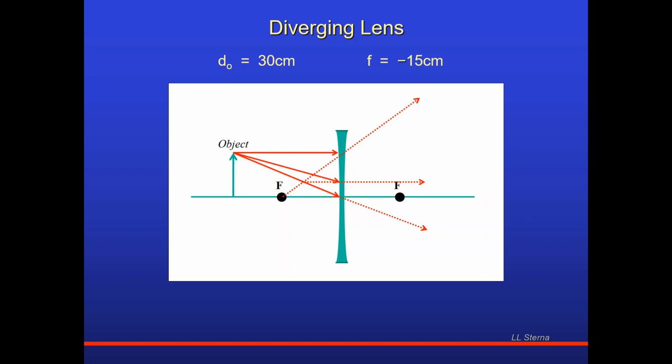Now, notice we did not use the focal point on the left to make a ray go through it. We had one appear to come from it. We didn't make a ray go through it. Therefore, it doesn't matter whether the object distance DO is greater than F or less than F. This picture can be used for any DO value where the object is before the lens. It will form a virtual image before the lens. There it is, a virtual non-inverted image.